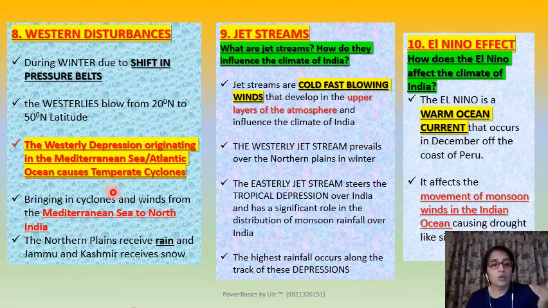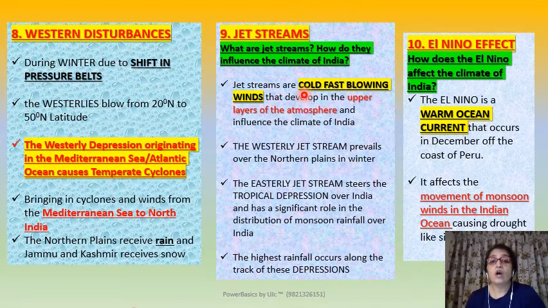They bring cyclones and winds from the Mediterranean Sea to North India. The northern plains receive rain and Jammu and Kashmir receives snow. So that is one cause for climatic change in India. Then you have learned this. What are jet streams? How do they affect the climate of India?